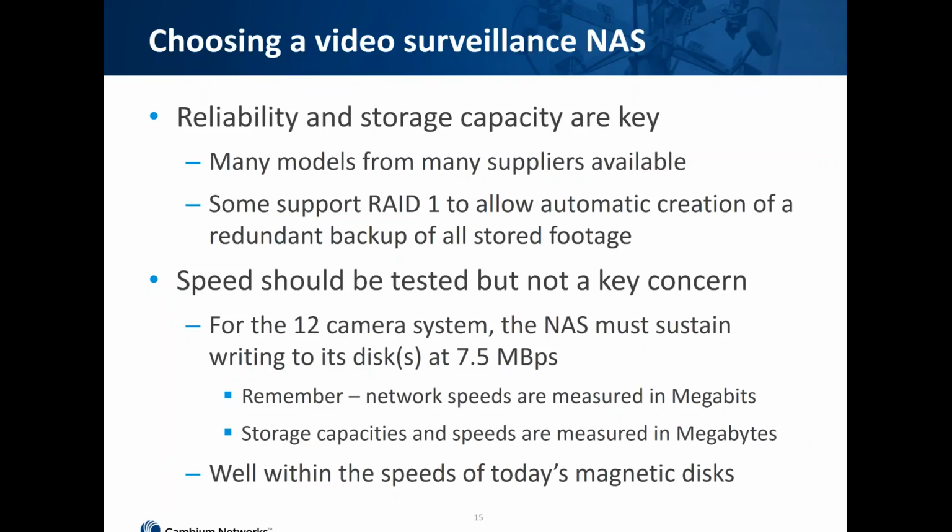But really today, for a 12 camera system, a NAS only has to sustain a disk write of 7.5 megabytes per second. And I put this here also as a reminder to myself, as well as anyone else whose brain blanks on this now and then: network speeds are still measured in megabits, while storage capacities and speeds are in megabytes. So you just take your megabits figure and divide it by 8 to get megabytes. So this is well within the speed of today's magnetic disks.